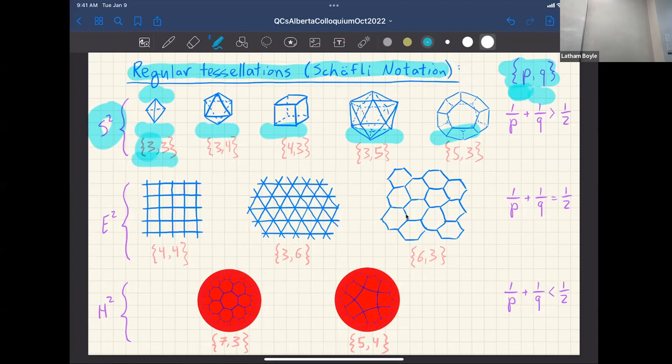Here's the octahedron, so the faces are triangles. 4 of them meet at every vertex. The cube would be 4-3, meaning the faces are squares. 3 of them meet at every vertex, and then we have the icosahedron and the dodecahedron.